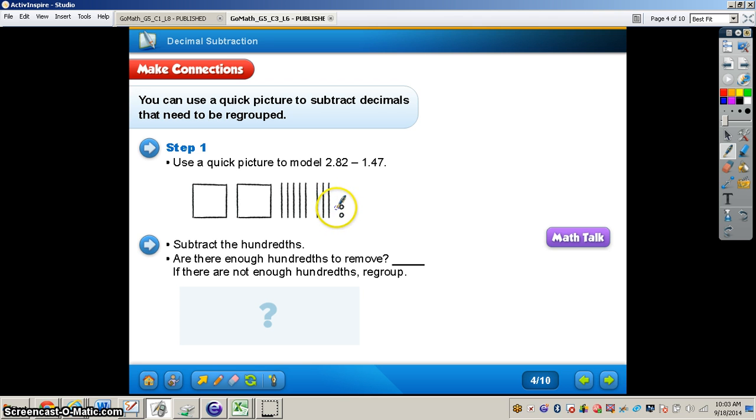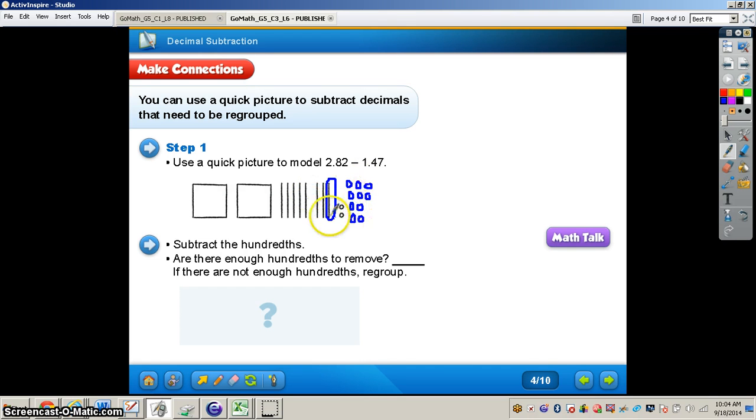So what we need to do is regroup. Okay, so we need to take this tenth and we need to make 10 hundredths out of this. Okay, so I will do that. 1, 2, 3, 4, 5, 6, 7, 8, 9, 10.